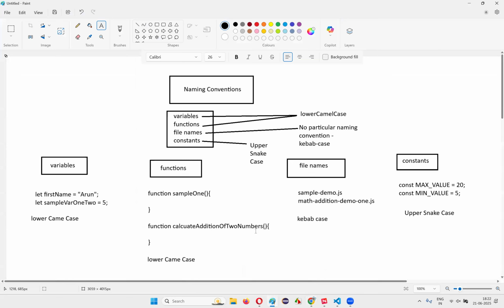You just try to remember the naming convention of these four items, which we'll use mostly: variables, functions, file names, and constants. Variables, lower camel case; functions, lower camel case; file names, kebab case; and constants, upper snake case. If you remember this, that is more than enough, guys.